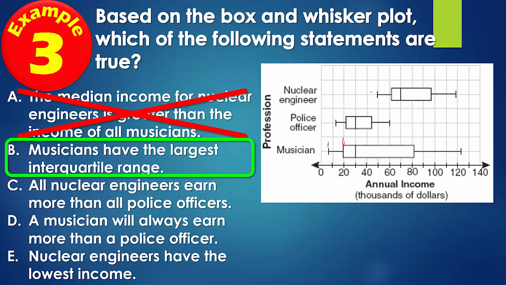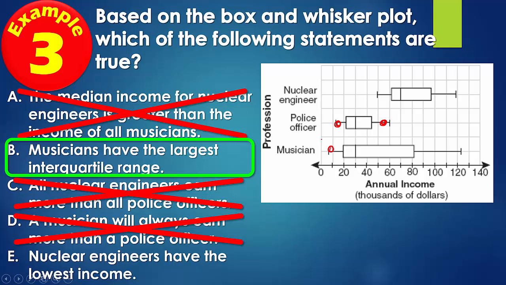Well, nuclear engineers fall into this area. Police officers, this area. So no, not all of them do. If it was some nuclear engineers, then sure. All nuclear engineers? No. A musician will always earn more than a police officer. While it does go quite beyond what a police officer does, let's say we had a police officer here and a musician here, or even a police officer on the lower end, that would not be true because a musician could earn less. And then nuclear engineers have the lowest income.